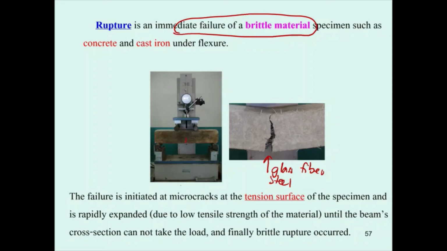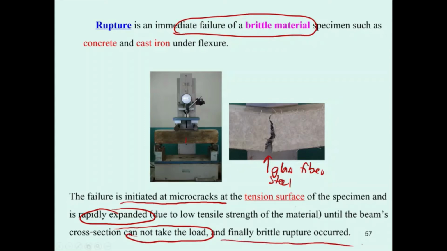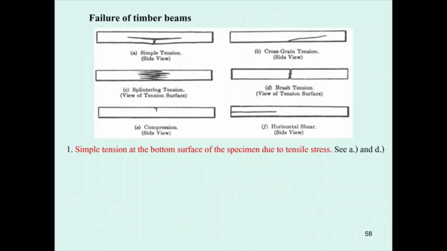The failure of concrete or brittle material initiates at a micro crack in the tension surface, and the crack expands rapidly due to the tensile stress in the material until the beam cross section cannot take the load, and the failure occurs immediately.